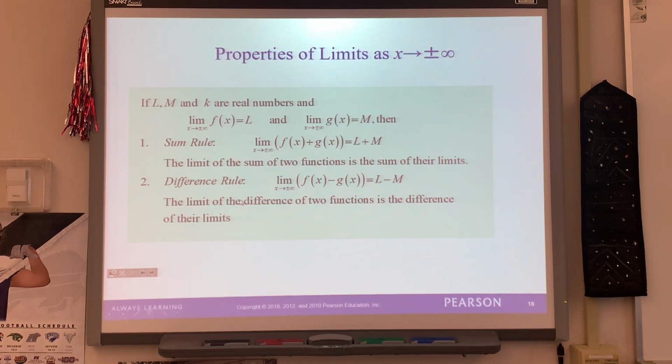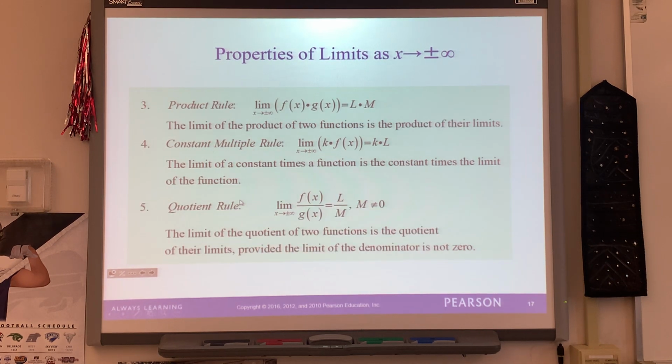These properties of limits as x approaches positive and negative infinity are really the exact same properties that we saw as x approaches some constant. So the sum rule, all that it's saying there, is the limit of a sum is the sum of their limits. So if I'm trying to take a limit of a sum, I can split that up and take the limit of each of the individual functions that are being added. Same thing applies to the difference.